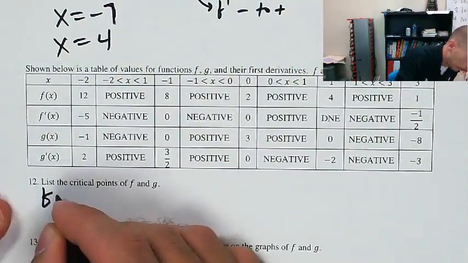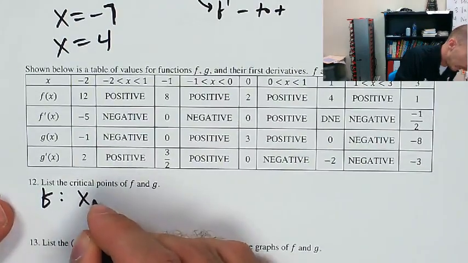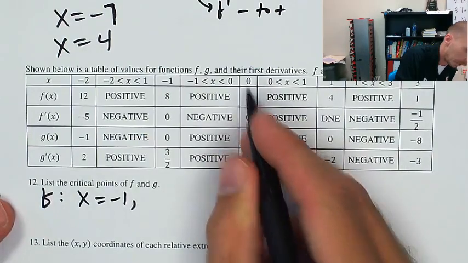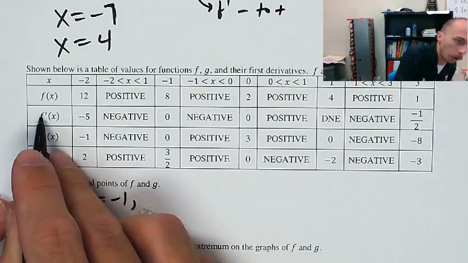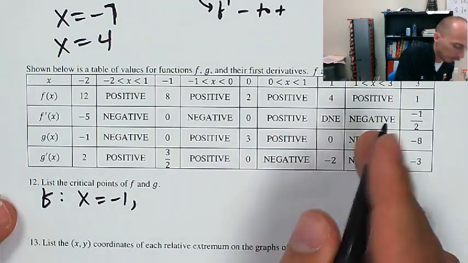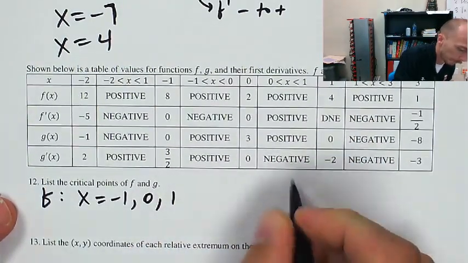Critical points of f are going to be x equals, here, negative 1. X equals 0 because the derivative is 0. I'm looking on this row right here, f prime, anywhere where I see 0 or DNE. So it's going to be this one as well: -1, 0, 1.